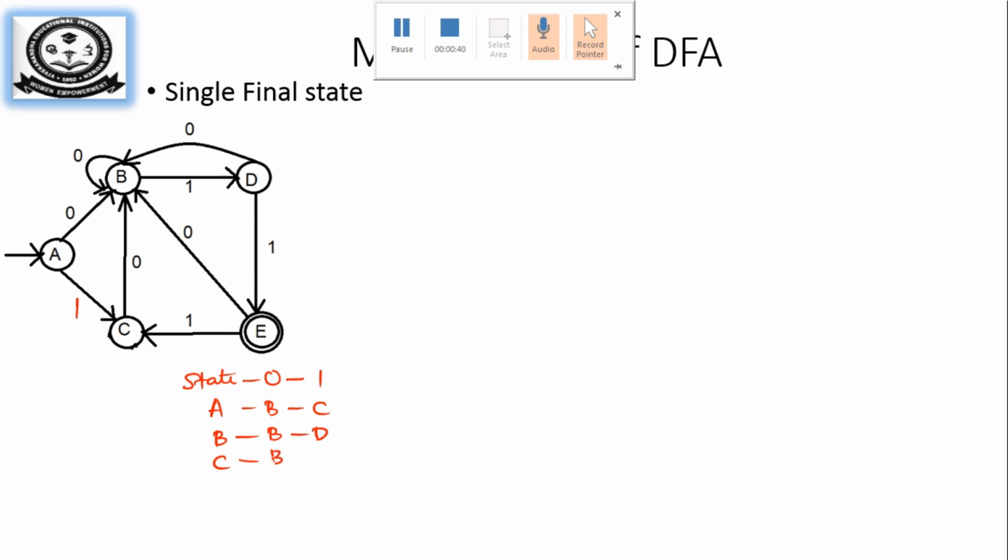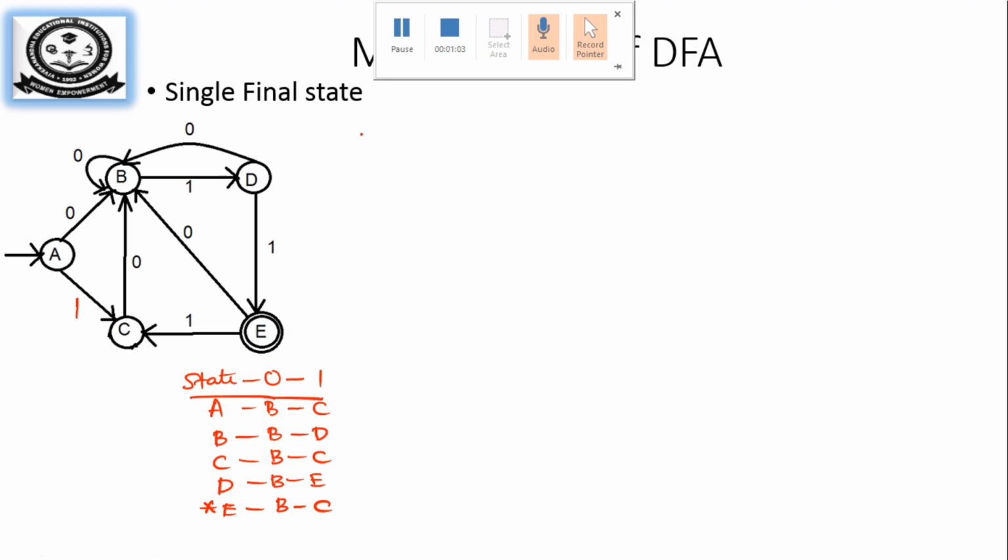Similarly, we will do the other states. C has B and C. D has B and E. And finally, E has B and C. So from the diagram, we have formed the transition table. This is your transition table.